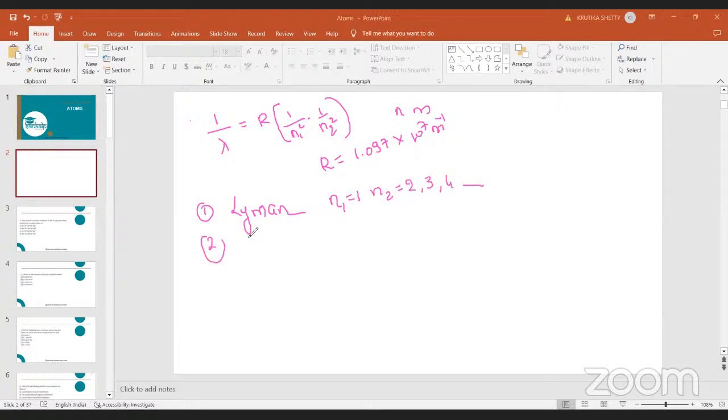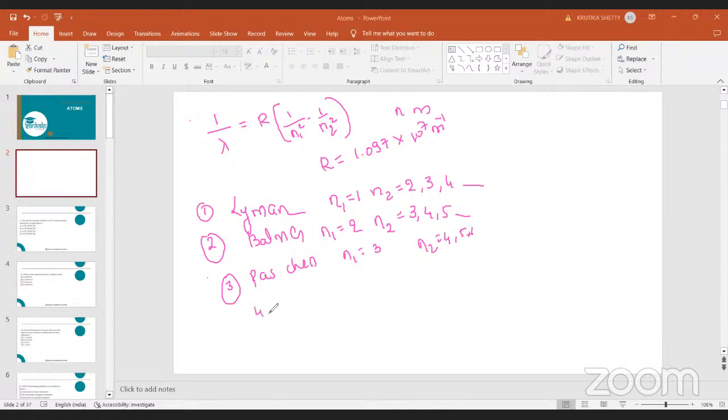Next, after that, is the Balmer series. In the Balmer series, n1 is equal to 2 and n2 starts from 3, so it is 3, 4, 5. Then the next one is the Paschen series. Here the n1 value is 3 and n2 takes the values 4, 5, 6.